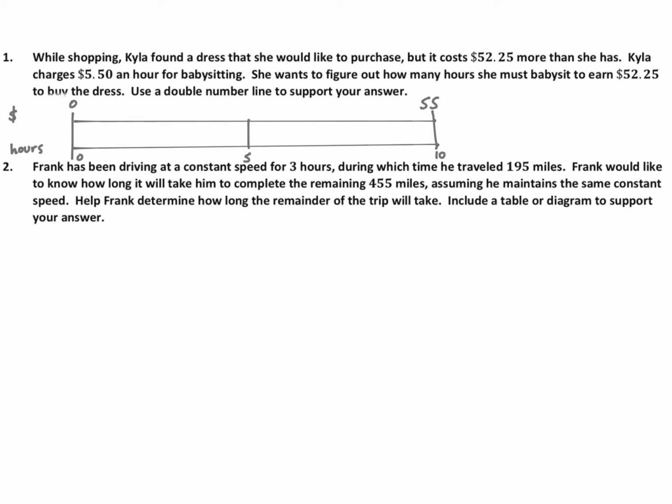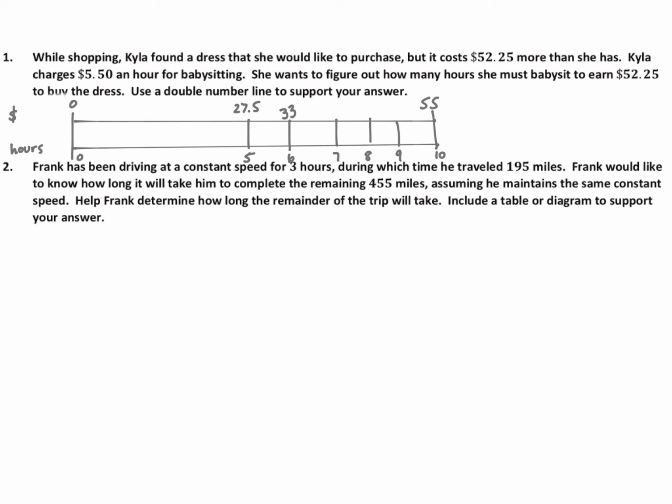At about 5 hours, 5.5 times 5 would give us $27.50. So it's going to have to be more than that. Maybe, let's do 6. If we add an extra $5.50, we'll have 6, 7, 8, 9. If we add an extra $5.50, that gives us $33.